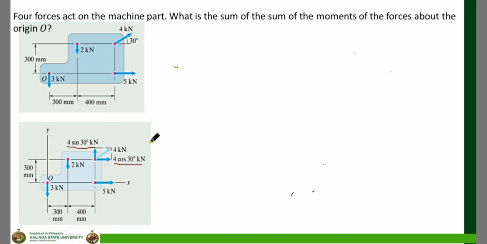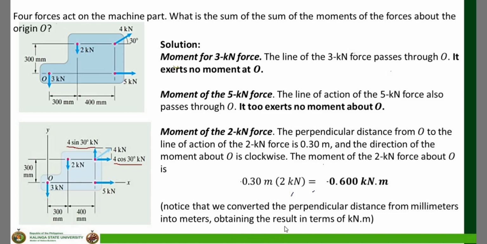Then we need the moments of the forces. And here is the solution. Let's start with the moment for the 3 kilonewton force. Here is the 3 kilonewtons. It happens that the 3 kilonewtons is at point O.